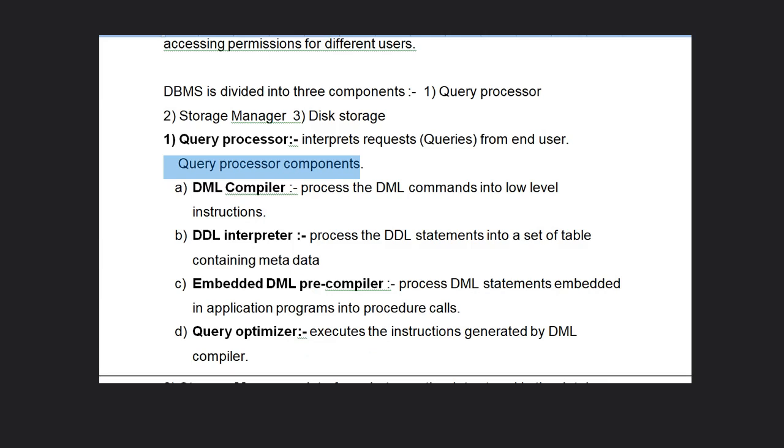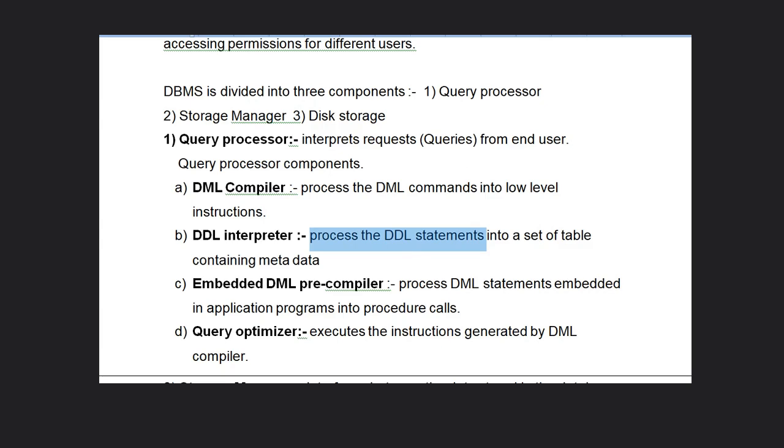First one is the DML compiler. The DML compiler processes the DML commands into low level instructions that can be executed within the system. DML commands means insert, update and delete commands. The second component in the query processor is the DDL interpreter. It processes the DDL statements into a set of tables containing metadata. DDL statements means create, alter, drop and rename, etc.